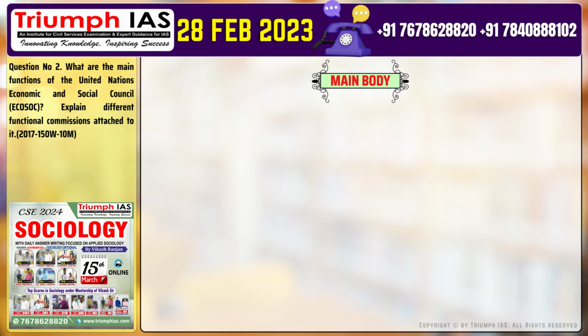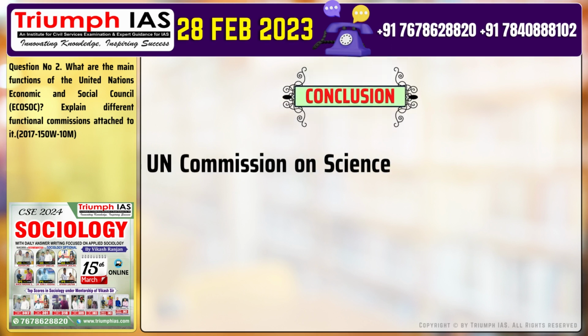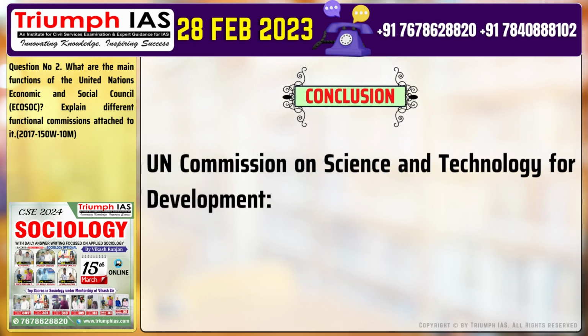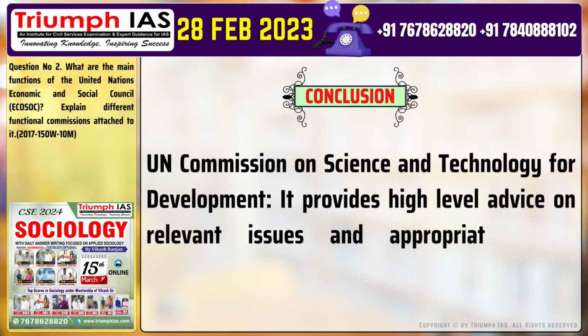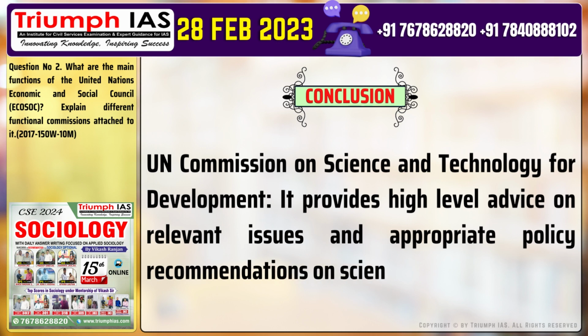Number 7. UN Statistical Commission. It promotes the development of national statistics. The conclusion of the answer is UN Commission on Science and Technology for Development. It provides high-level advice on relevant issues and appropriate policy recommendations on science and technology.